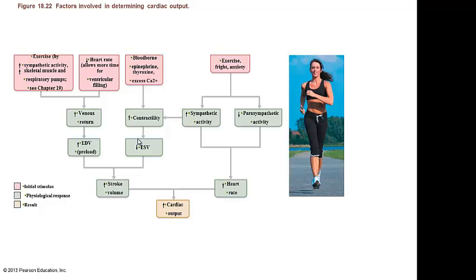So, if I look at this diagram, I'm going to see different physiological effects on cardiac output. Remember, I'm going to affect one of the numbers in my formula. So, exercise. Increased sympathetic activity, increased muscle activity. What's that going to do to cardiac output?